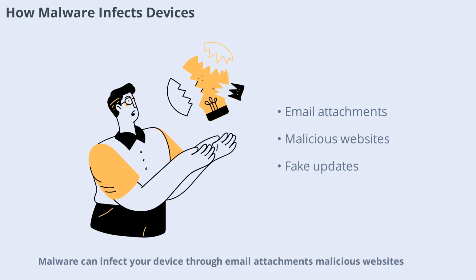Malware can infect your device through email attachments, malicious websites, fake software updates, or even USB drives. Once inside, it can spread to other devices on the same network. That's why it's important to use strong passwords, keep your software updated, and avoid suspicious links.